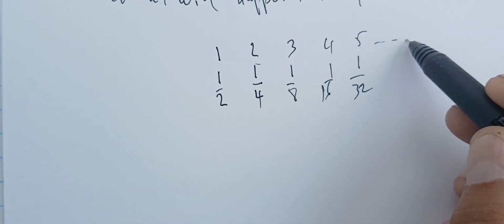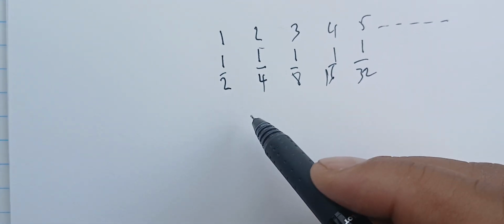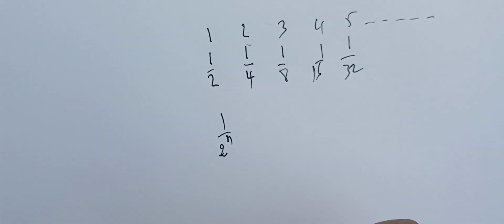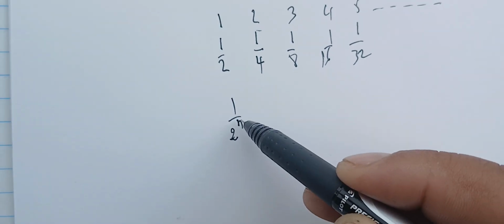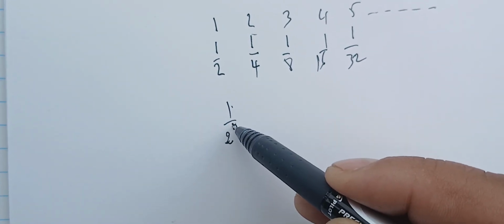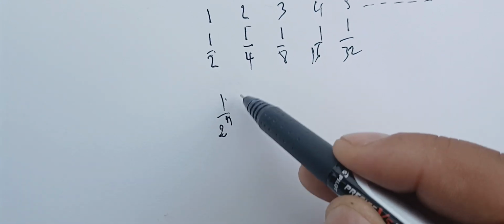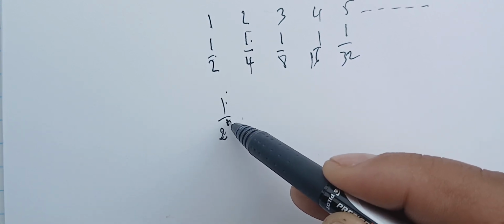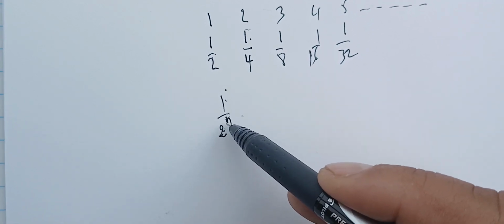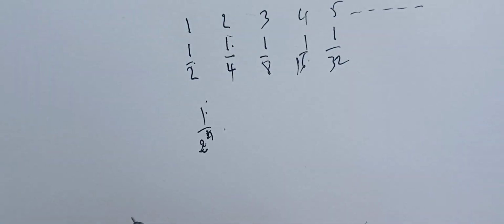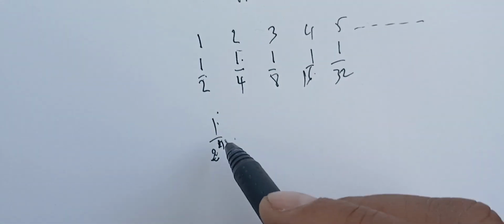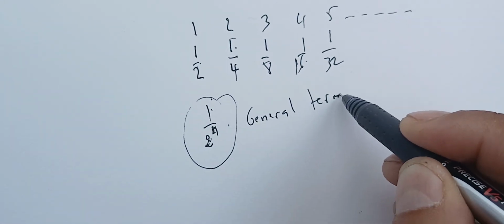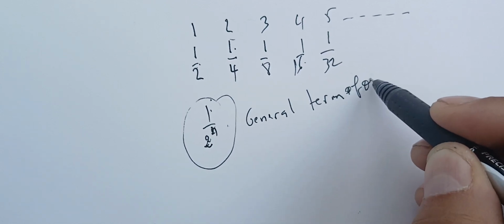Okay, and now we can see that we have 1/2 to the power n. Let's check it. Day one, 1/2 to the power 1, it's 1/2. Day two, 1/2 to the power 2, it's 1/4. Day three, 1/2 to the power 3, 1/8. Day four, 1/2 to the power 4, it's 1/16. So we say that this is the general formula, the general term of our function.